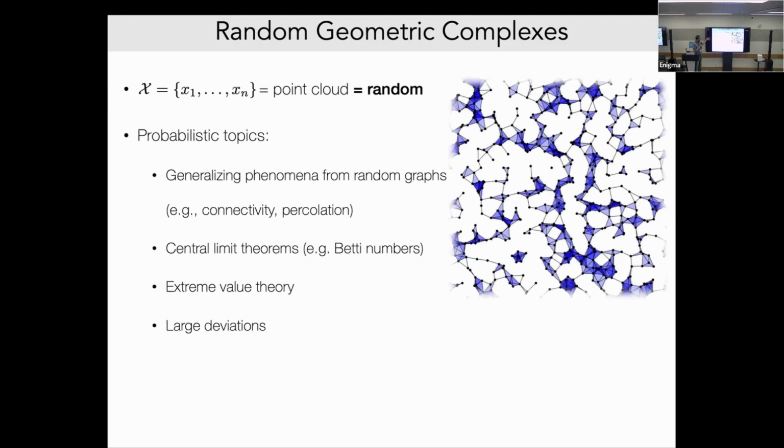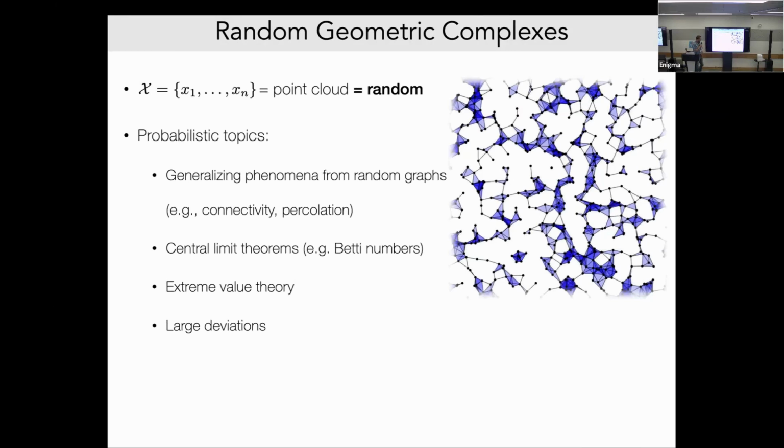So the kind of questions people are trying to look at, the one I'm mostly interested in, is to look at phenomena that are well known for random graphs. For example, questions related to connectivity or percolation in random graphs. You can use homology to have higher dimensional versions of those, with a lot of interesting challenges and insights about what's going on. You can also look at quantitative statements like central limit theorems. For example, if you look at the Betti numbers, the number of holes, then it's a random number, and you can prove that it converges to the normal distribution.